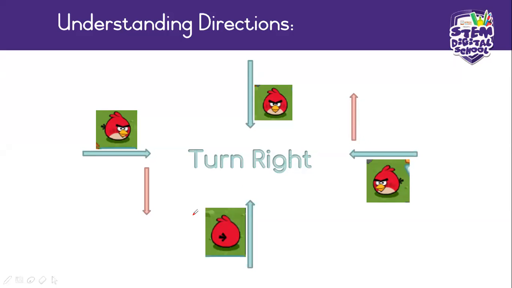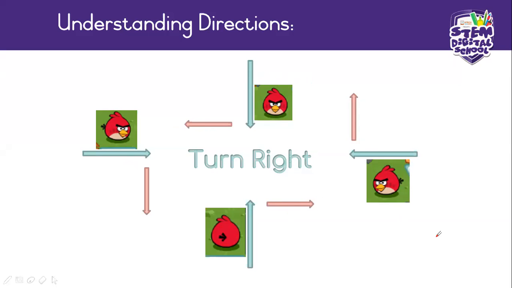The bottom one, remember he's standing with his back towards you. That means his right will be the same as your right. So if you tell him to turn right, he's going to face this way. And then the top one is looking at you. So if you tell him to turn right, it's going to be to your left side. Okay. So these two are opposites and these two are opposites.